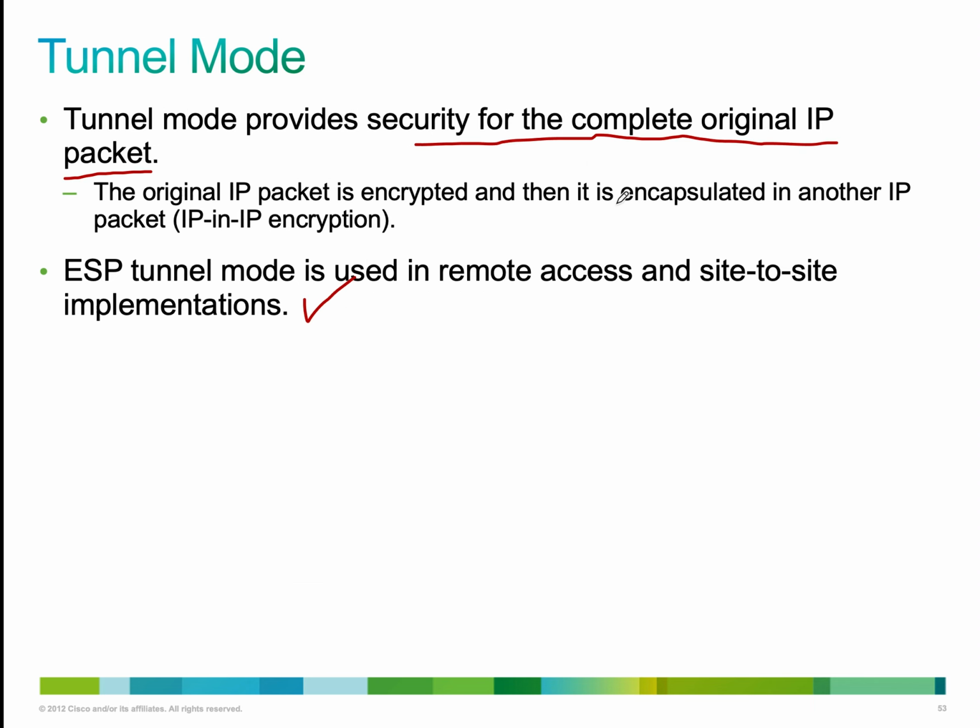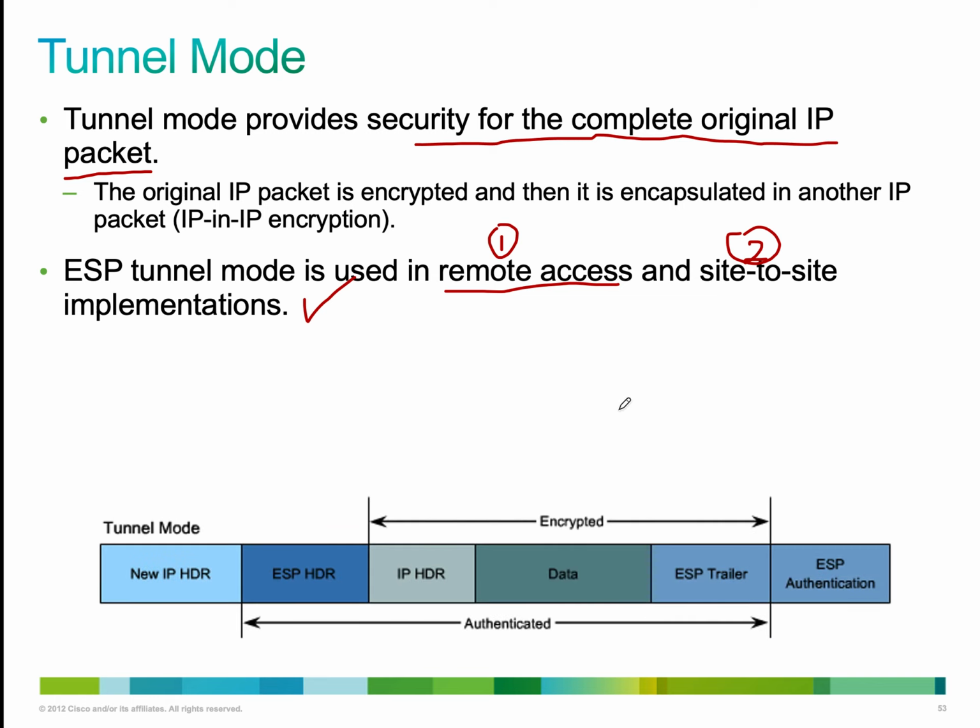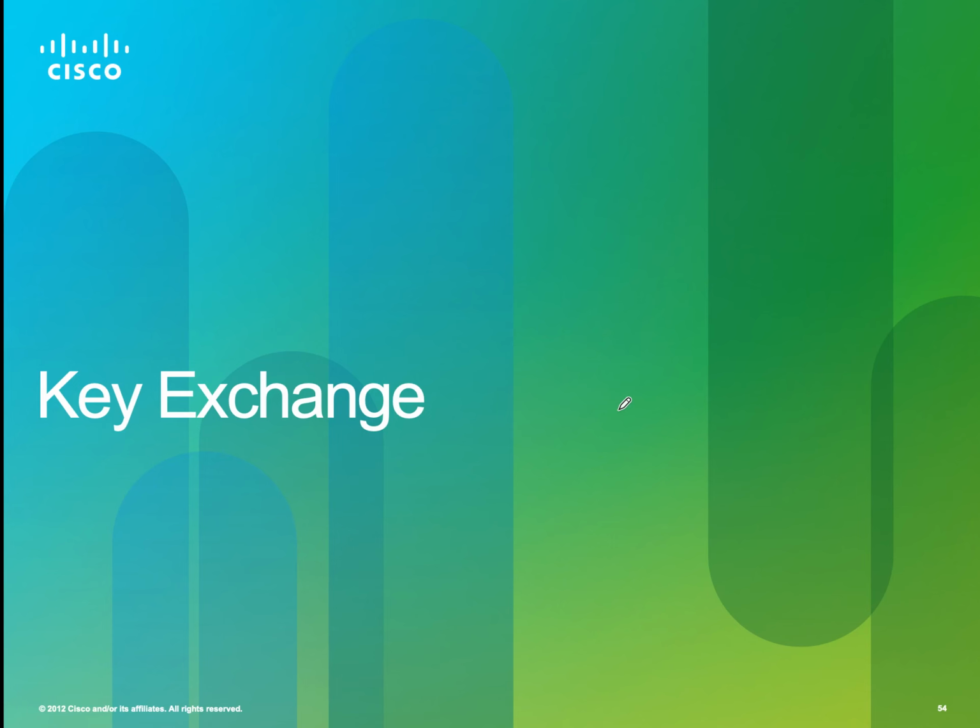Now let's take a look at the tunnel mode. The tunnel mode provides security for the complete original IP packet, the whole packet. The ESP tunnel mode is used in remote access and site-to-site. You can use it for either; we're going to talk about types of VPN. There are two topologies for VPN: remote access topology and site-to-site topology. So it provides security for the whole packet.